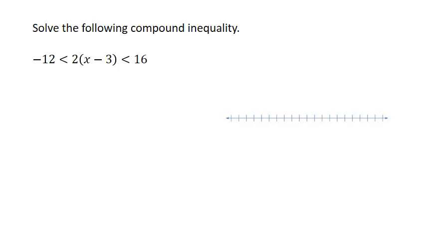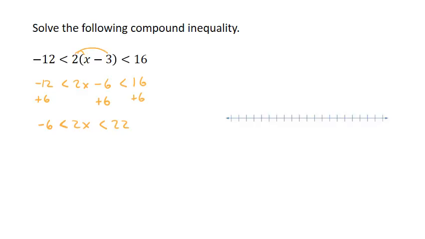So here's how I'm going to do this. I'm going to distribute this 2. So negative 12 is less than 2x minus 6, which is less than 16. I'm now going to add 6, but whatever I do to this middle part, I have to do to all the other parts. So that becomes negative 6 is less than 2x, which is less than 22.